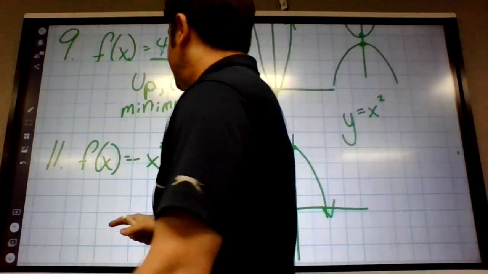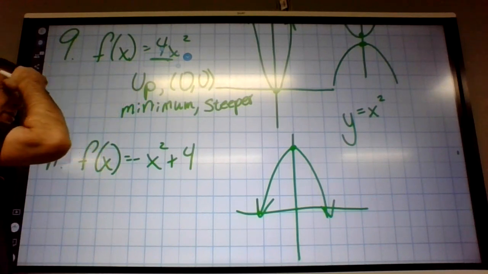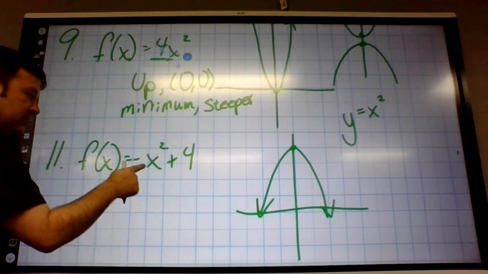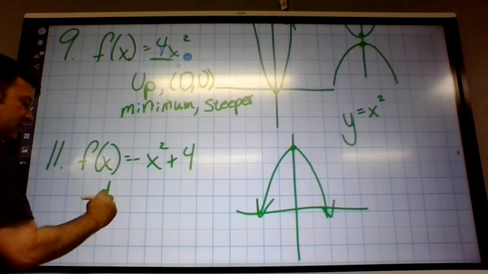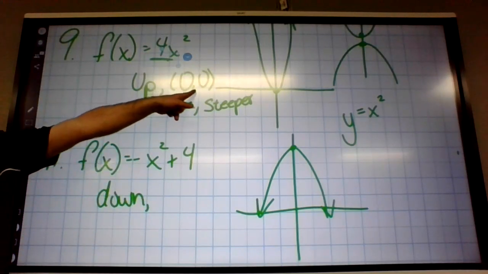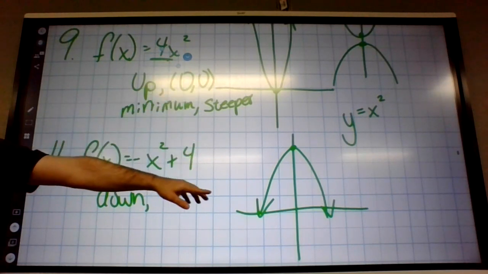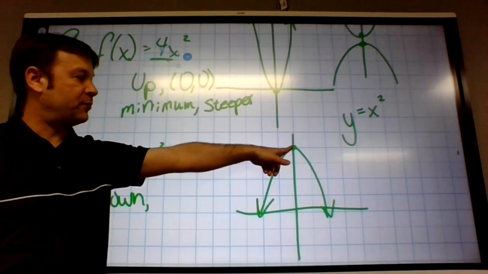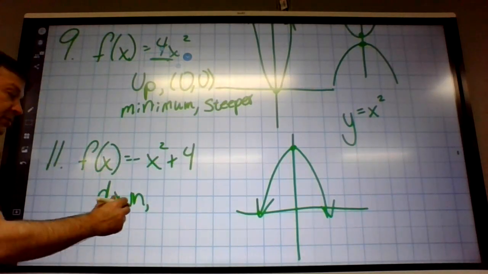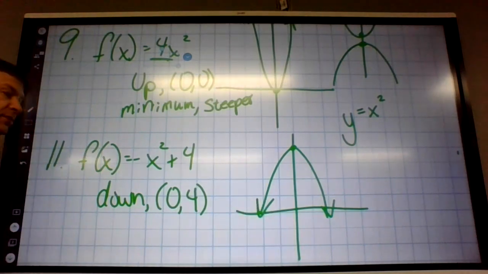Now the first question, what was the first question? Is our parabola going to open up or down? Down, because it's a negative x squared. The second question was, what are the coordinates of the vertex? Because the graph moved up 4, it's no longer at 0, 0. It is up 4, which is at 0, 4.